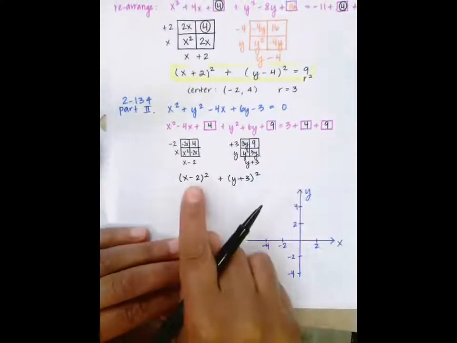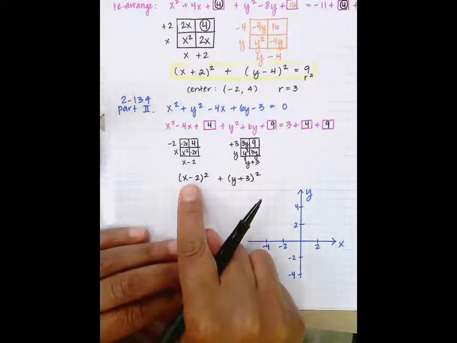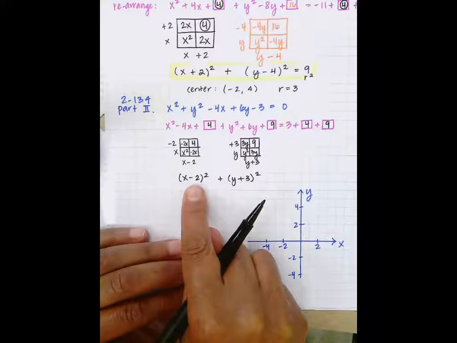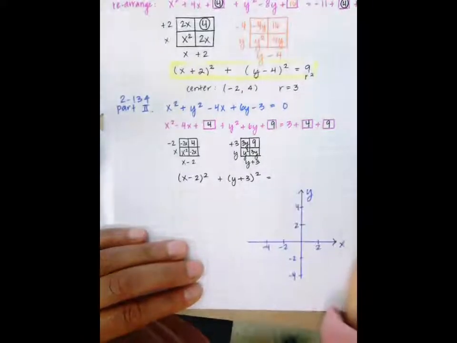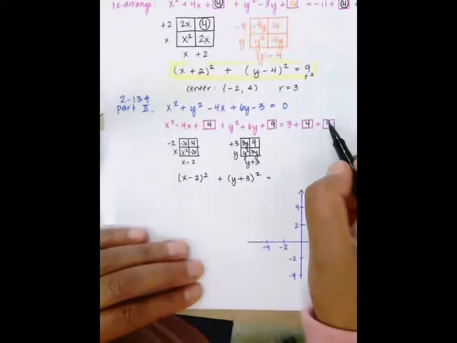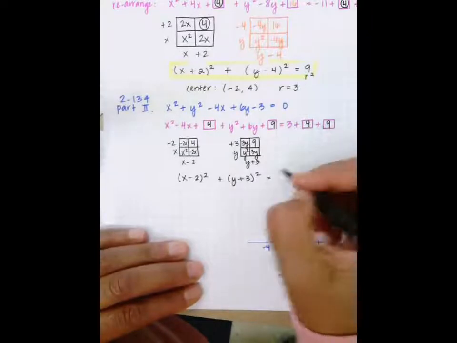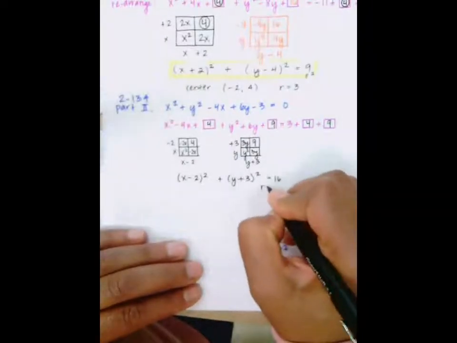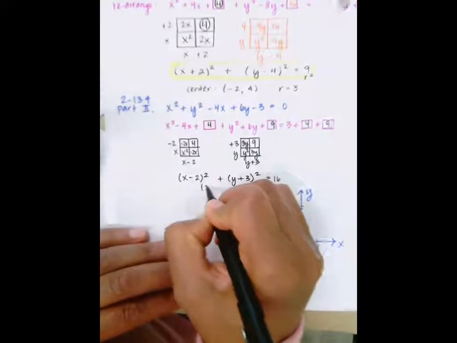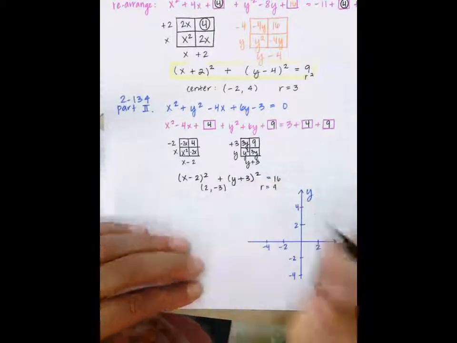I write the dimensions of the square. X minus 2 times x minus 2 is x minus 2 quantity squared. Same thing with the y plus 3 quantity squared. And again, on this side, it's 7 plus 9, which is 16. So the radius here equals 4, and the center is located at 2, negative 3.